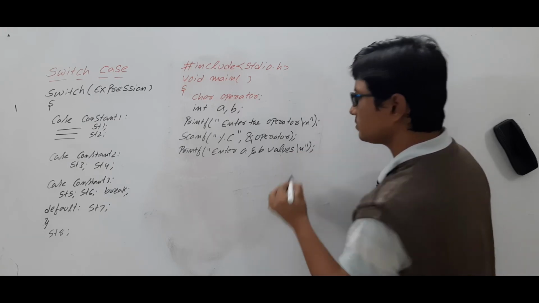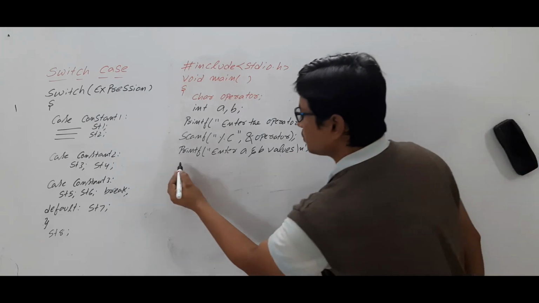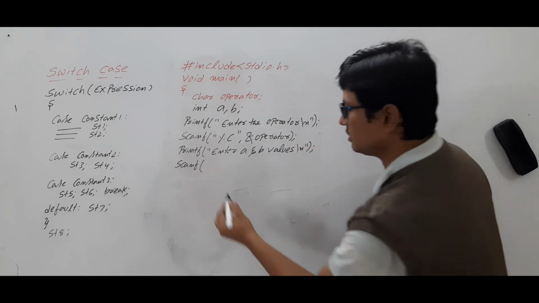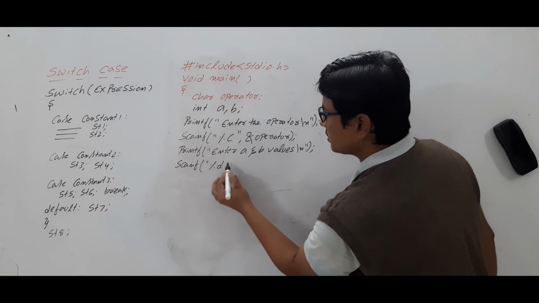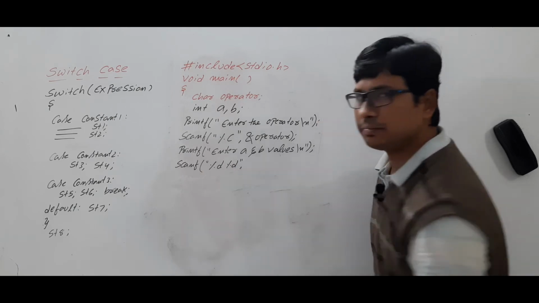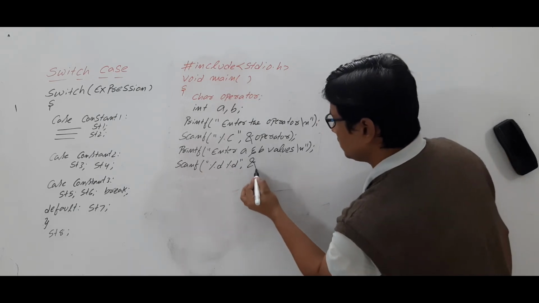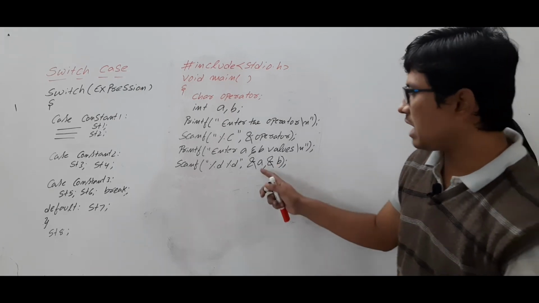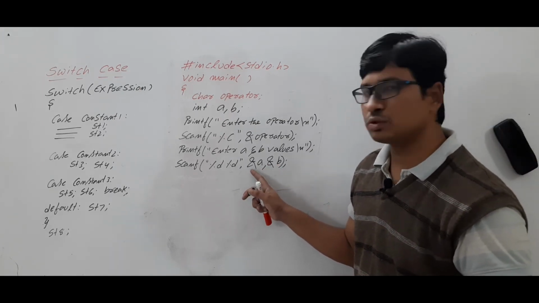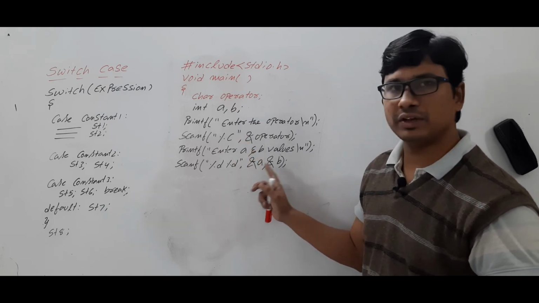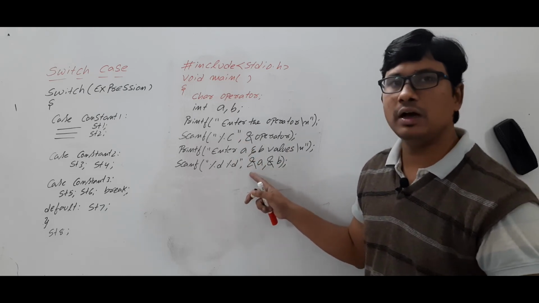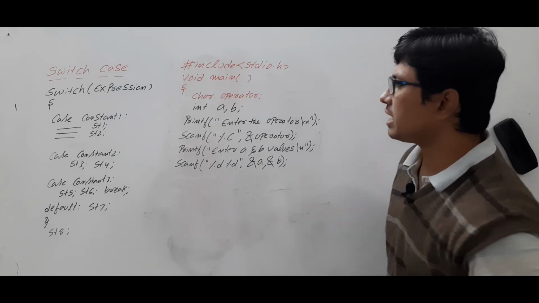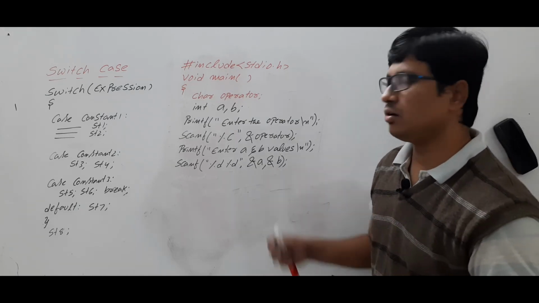Enter A and B values \n. Once the user has entered those values, I need to read them using the scanf function. As they are integers, I need to use the format specifier %d. Okay. Whatever values the user has entered, I need to store them in the address location of A and B. So that's why I have used ampersand A and ampersand B.